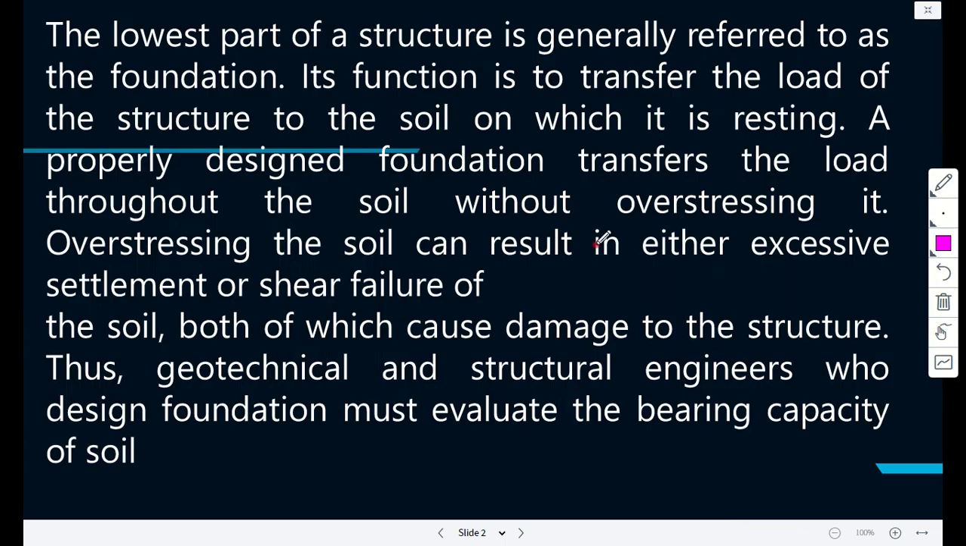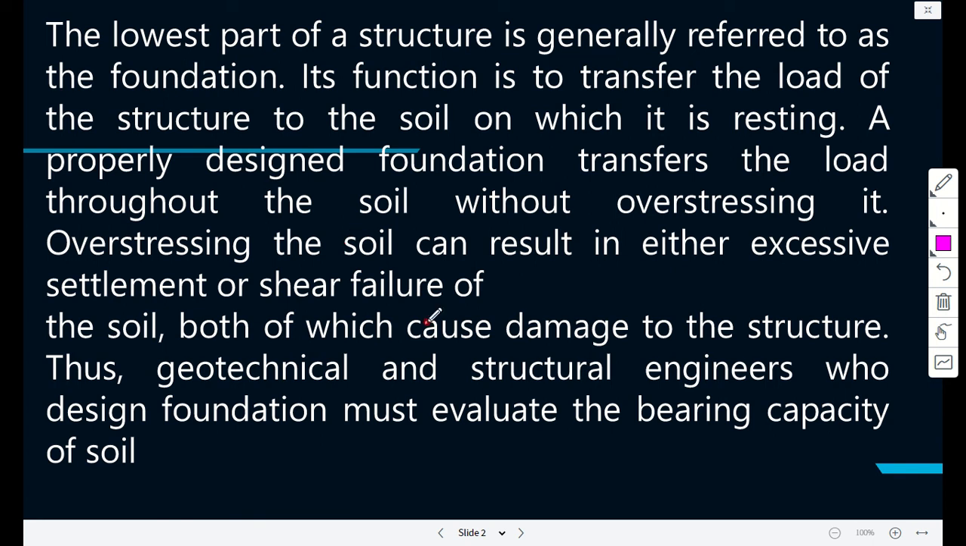So I try to go very slowly. If you have a question, ask, based on the principles that you should already know. The lowest part of a structure is generally referred to as the foundation. Its function is to transfer the load of the structure to the soil on which it is resting. A properly designed foundation transfers the load throughout the soil without overstressing it.